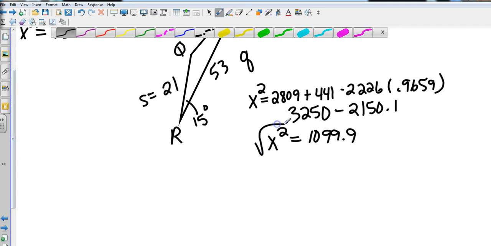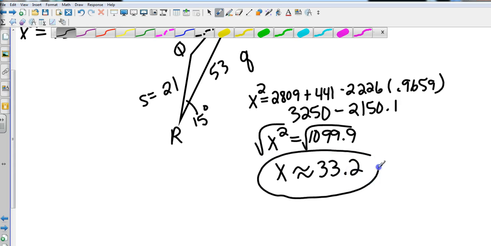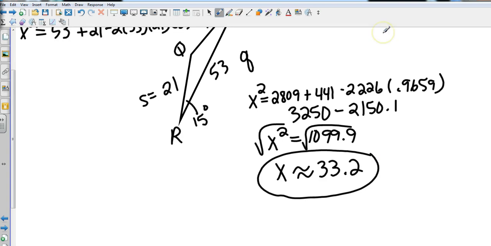Now, I take the square root of both sides, and I get approximately, let's see, we were finding, in this case, a side, and the side, it says measures to the nearest tenth. So that's approximately 33.2. I know that's crazy, but you can rewind that, watch it again. It's a great thing about a screencast is you can do that.